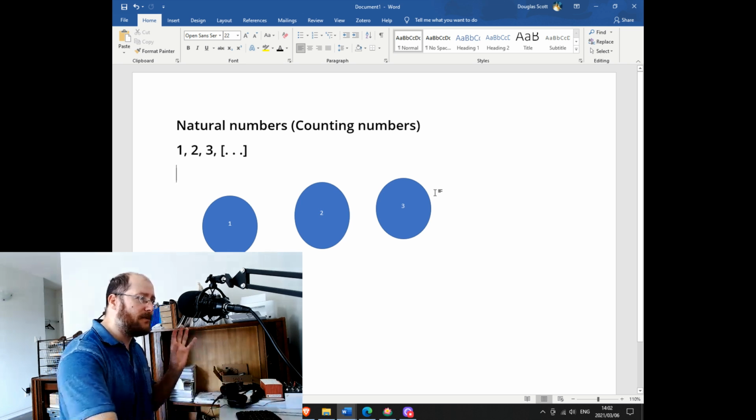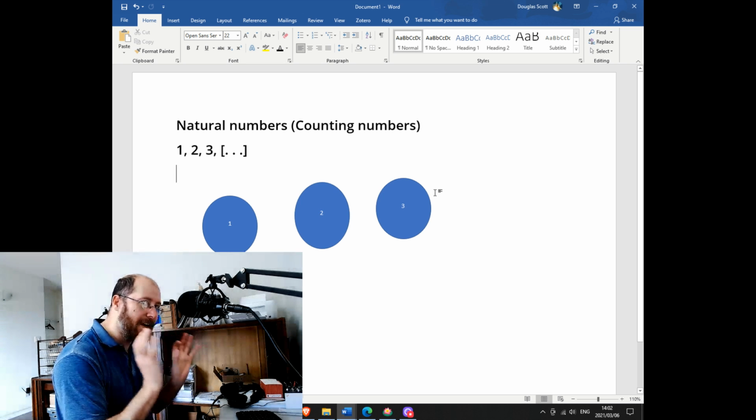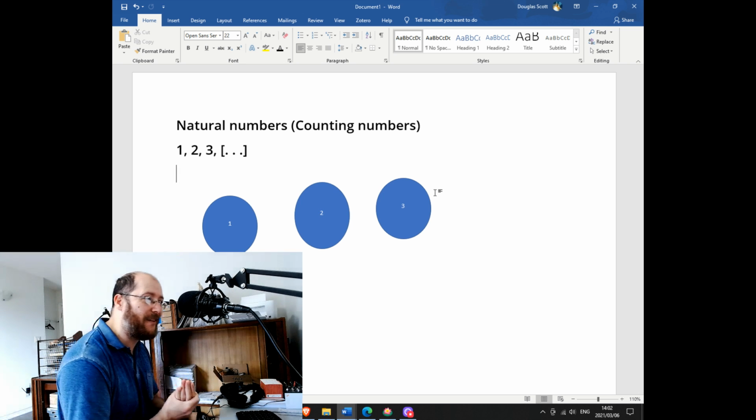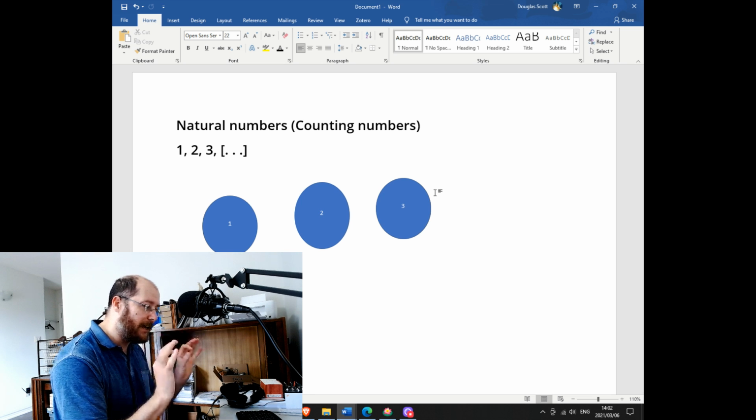So it's important to think of these two very, very different ways of thinking about what a number means. On the surface it might not seem very different, but they are.